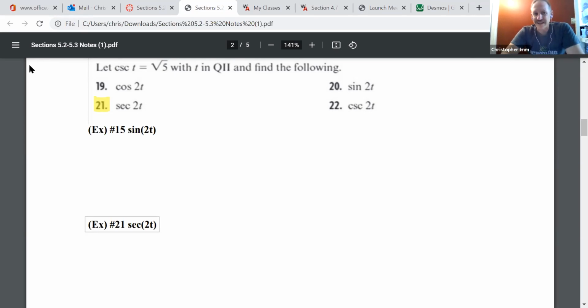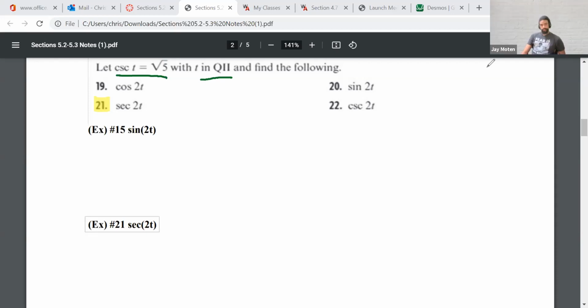When we look at our information that's given, we're going to let cosecant of t be square root of 5. And we know that t is in quadrant 2. What trig function do we have all the information about? If we know that cosecant of t is square root of 5, what do we think, Jay? What function do we know about? I don't know. What was that? I'm sorry. I don't know.